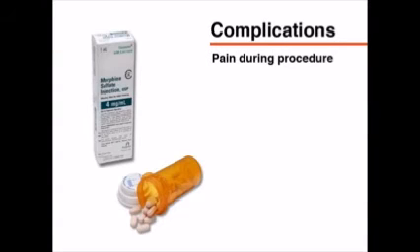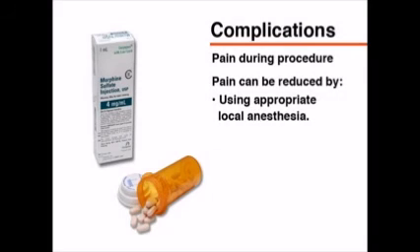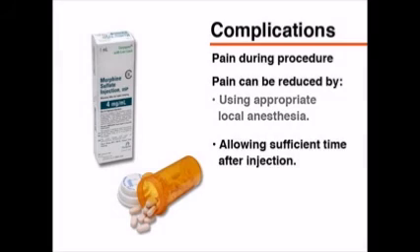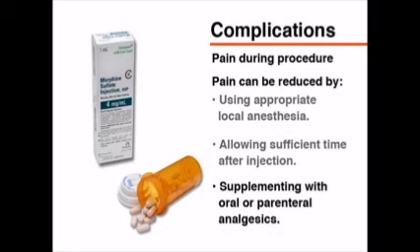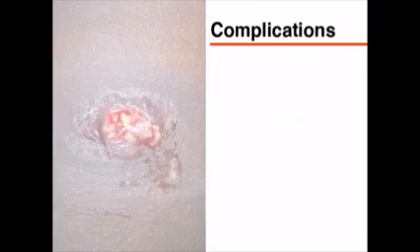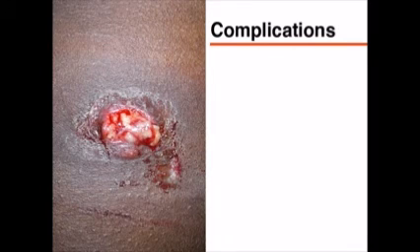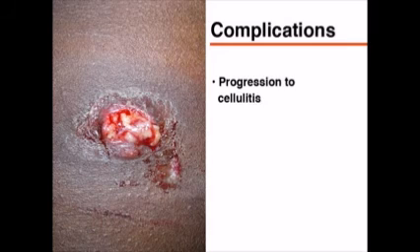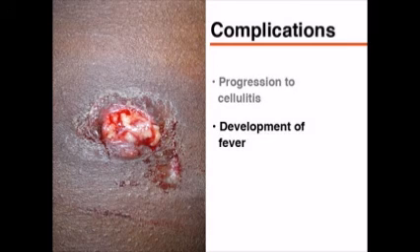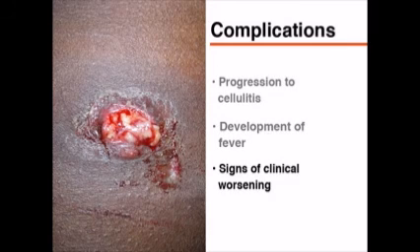The acidic environment of infected tissue leads to difficulties with adequate anesthesia provided by local anesthetic agents. Using appropriate amounts of anesthetic, allowing sufficient time after injection, or supplementing with oral and parenteral agents can increase patient comfort. Finally, additional complications to watch for include the progression to surrounding cellulitis, development of a fever, or other signs of clinical worsening. These may prompt consideration for repeat incision and drainage of an abscess or the need for antibiotic therapy.